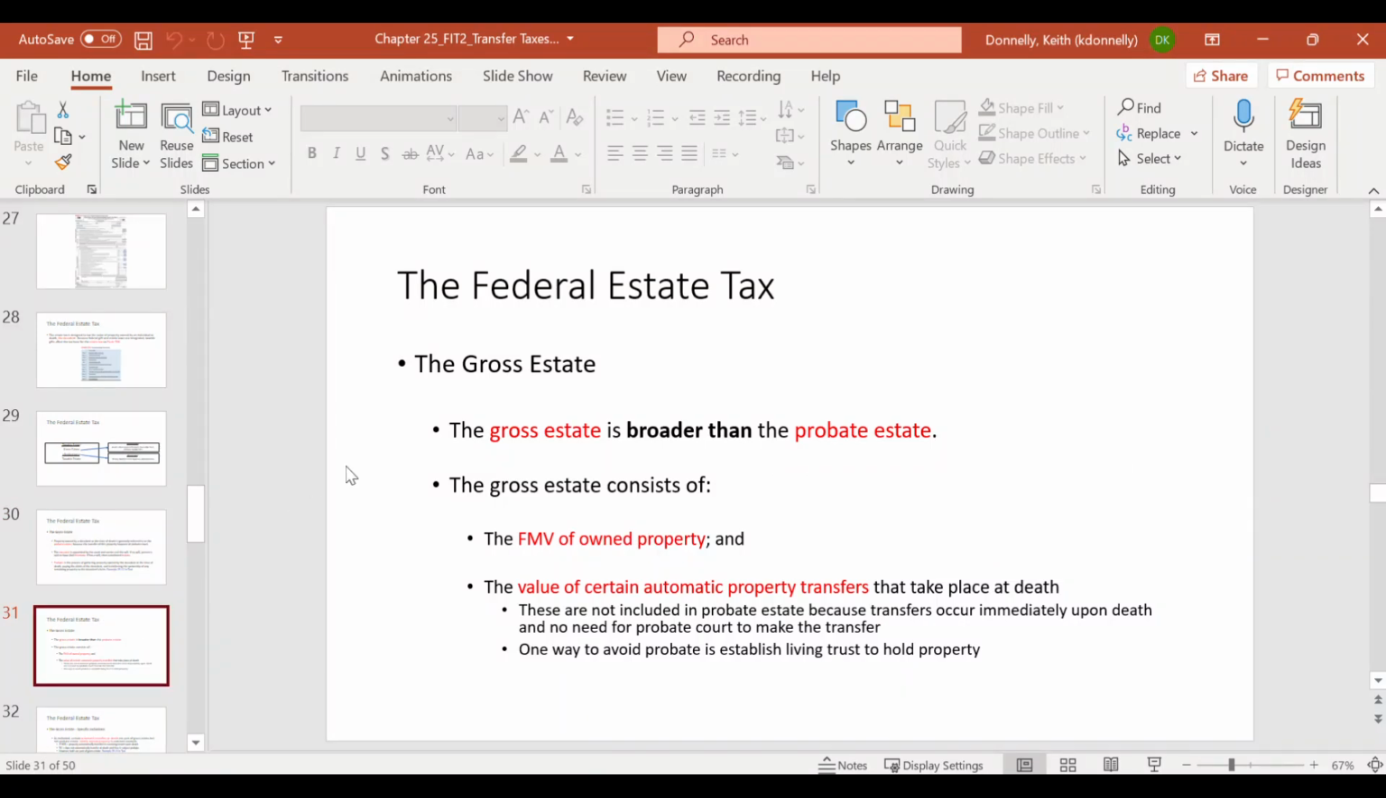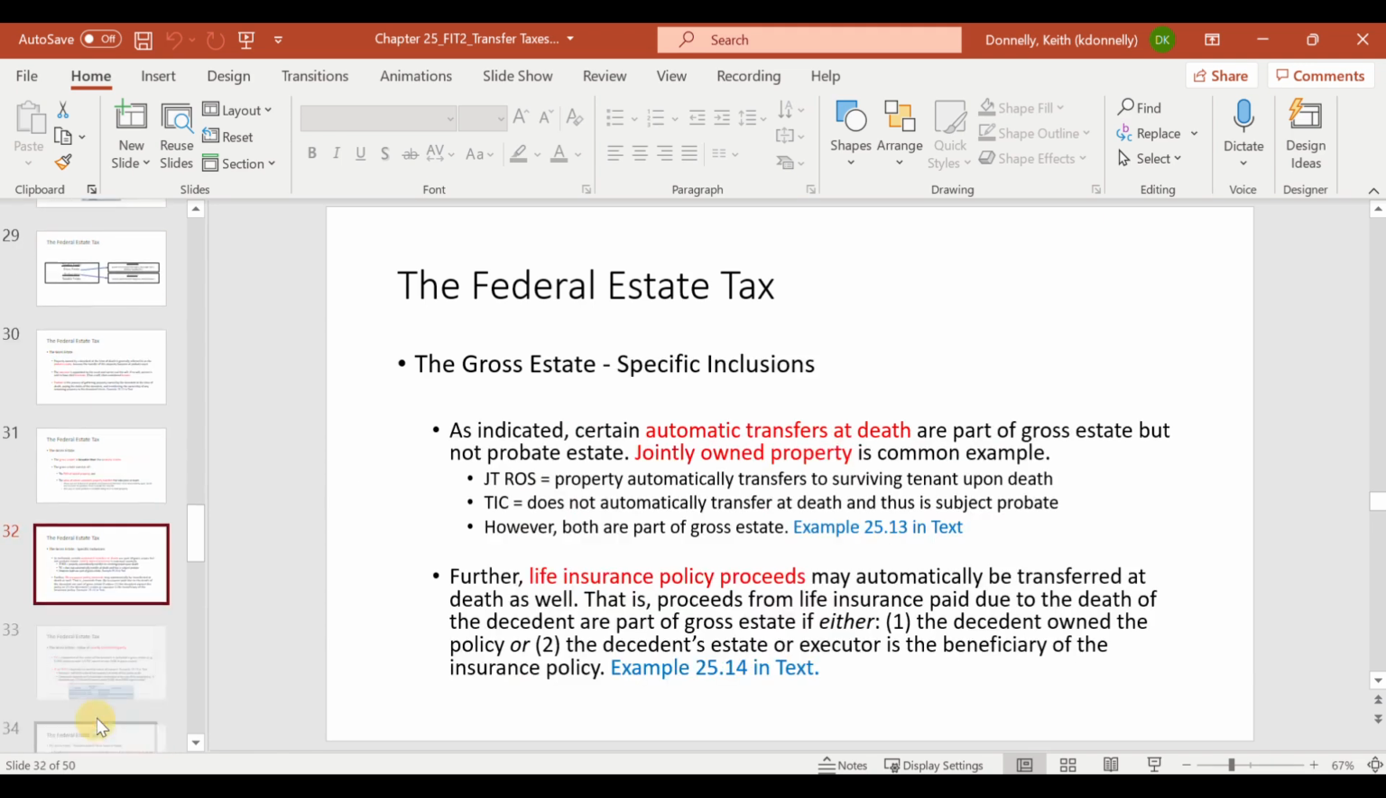So we mentioned these words, gross estate and probate estate. The gross estate is the fair market value of property that's owned. And it also includes property that is automatically transferred at death. Basically, this second category isn't going to be included in the probate estate because the transfers occur upon death and there's no need for the probate court. So it's an automatic transfer. And we'll look at some of these here.